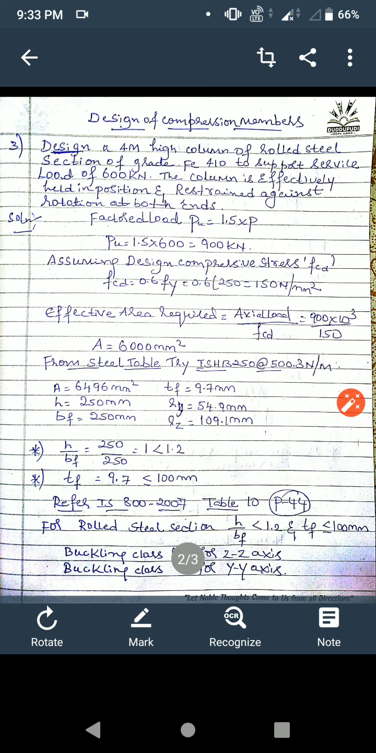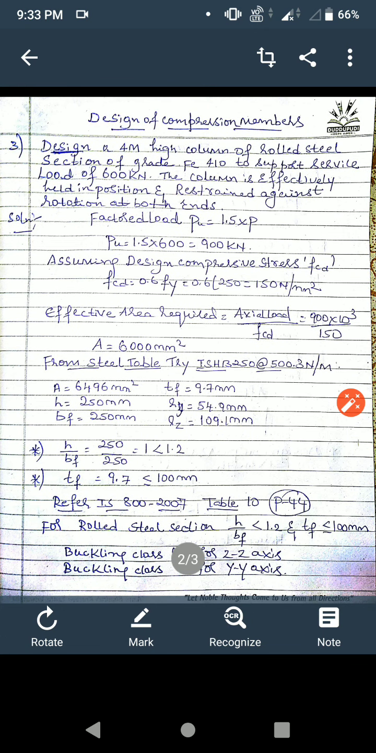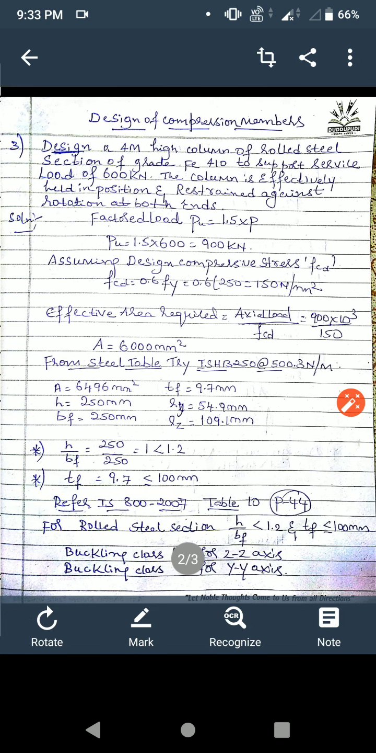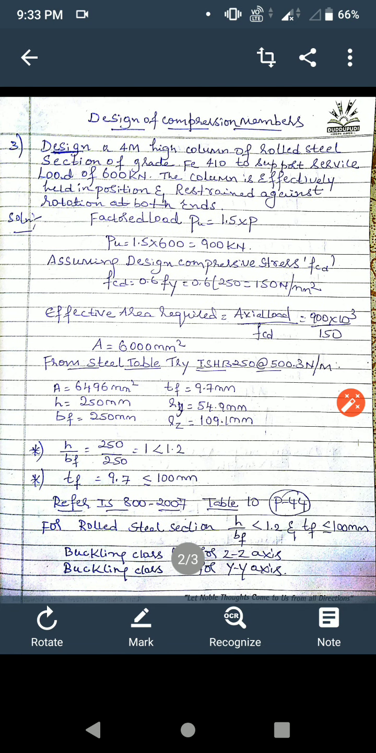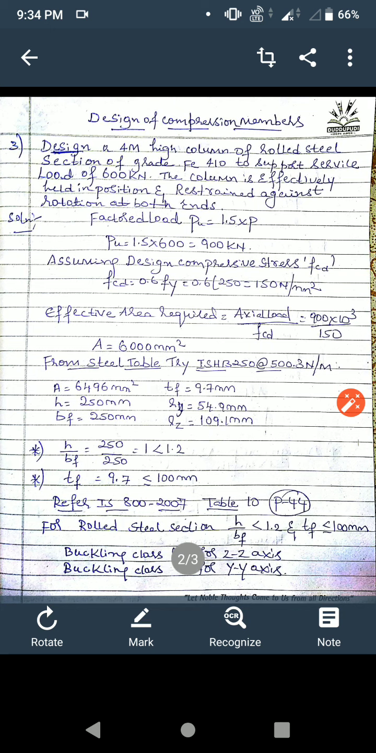Next thing is to find the effective area. The effective area is given by axial load divided by fcd. Axial load is 900 kN, converted to Newton, divided by 150, so we get 6000 mm². Now depending upon this area, we have to decide a section. From the steel table I have selected a section, that is ISHB 250 at 500.3 N/m.